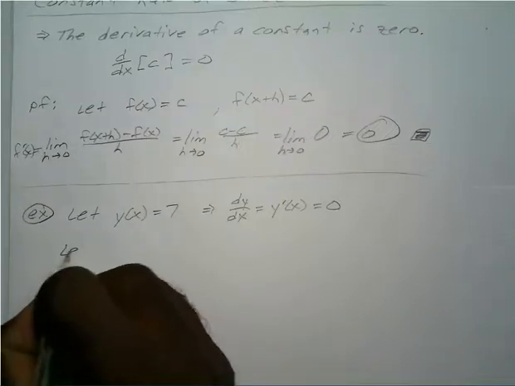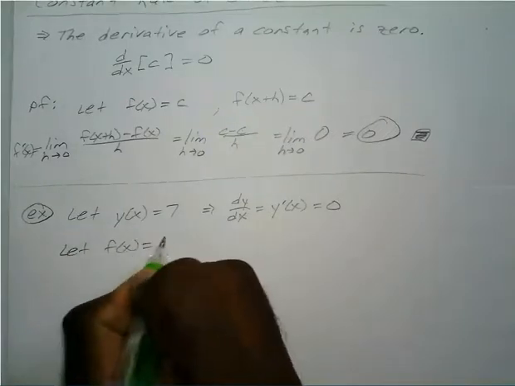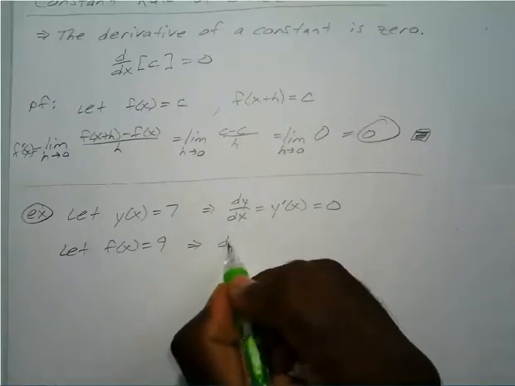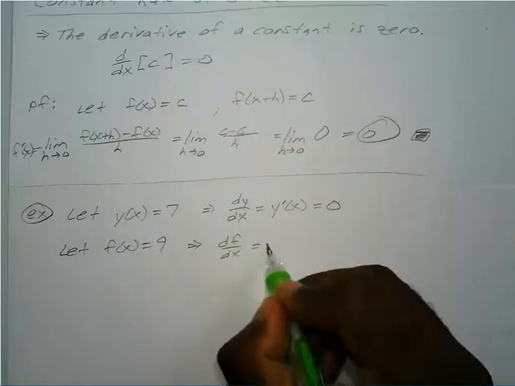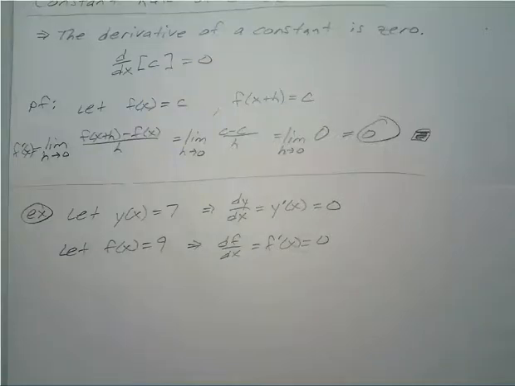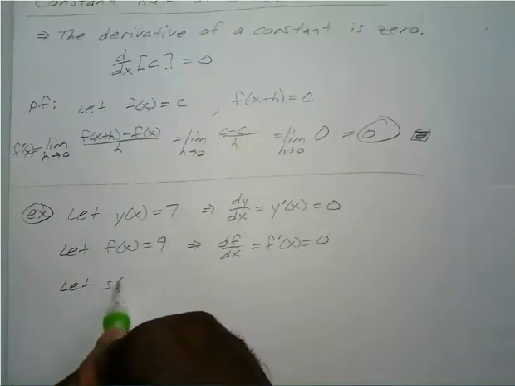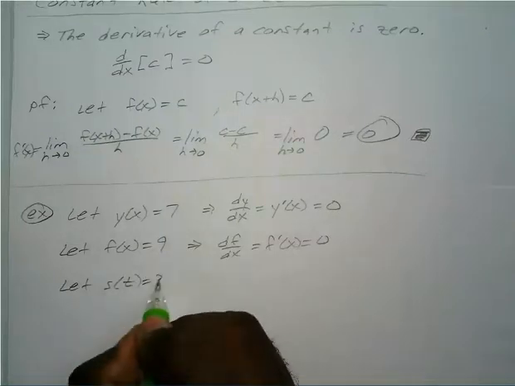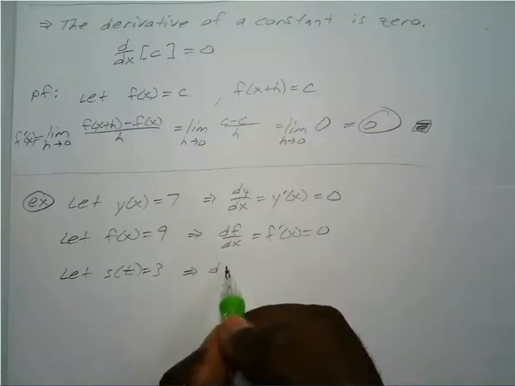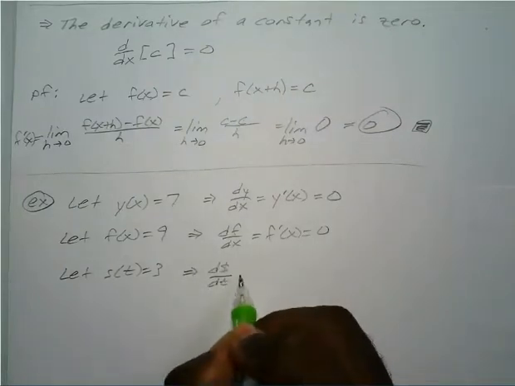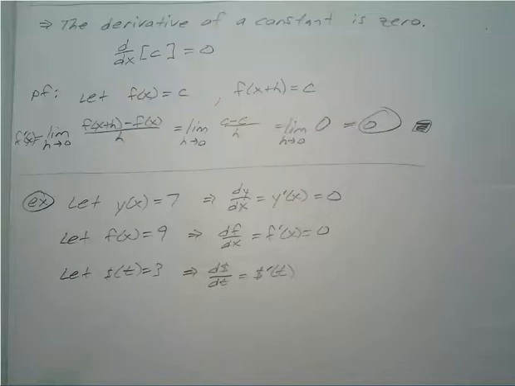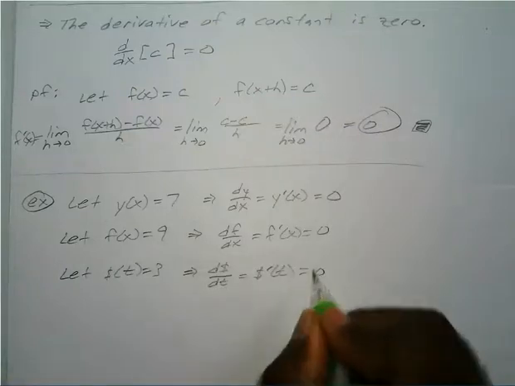What if we let f of x equal 9? The derivative of that constant is just 0. The derivative of f with respect to x, or f prime of x, is going to equal 0. What if we let s of t equal 3? Then the derivative of s with respect to t, or s prime of t, is going to equal 0. I just draw a little line through my s so it doesn't look like a 5.